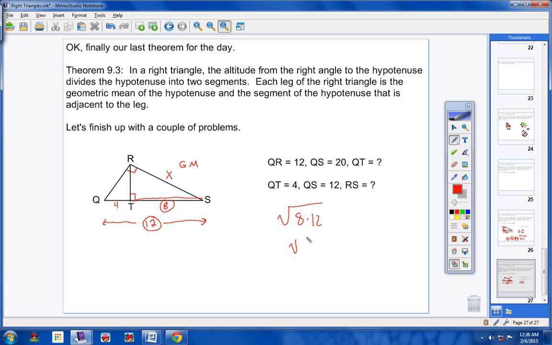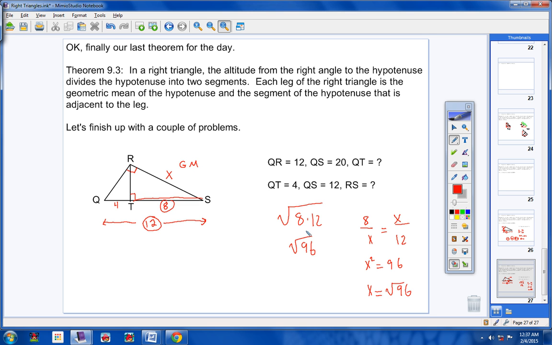So the square root of 96. Or the other way to do it is to use your ratios. So you're finding the geometric mean of 8 and 12. So 8 goes here, 12 goes here. And then your geometric mean is x. So x times x is x squared. 8 times 12 is 96. Take the square root of both sides. X equals the square root of 96. Either way, you get the same answer. Okay? So guys, that's it.